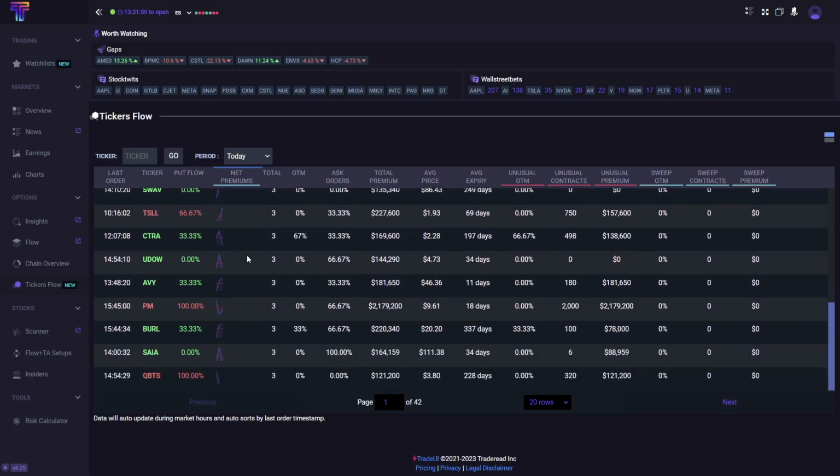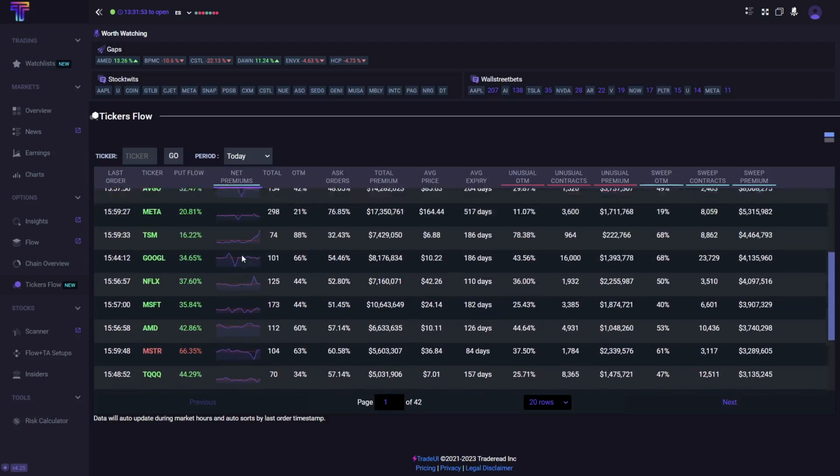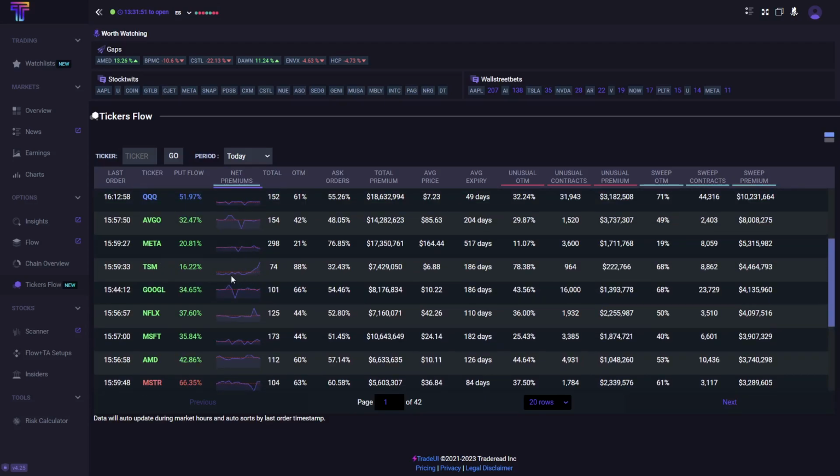So if we're going to scroll through here, we're going to look at TSM right here. So TSM, it was pretty flat throughout the trading day, then right at the end of the day we had a strong curve to the upside. So this is a really bullish indicator we can look at. We want to see this time of day people really started loading the boat on these contracts.